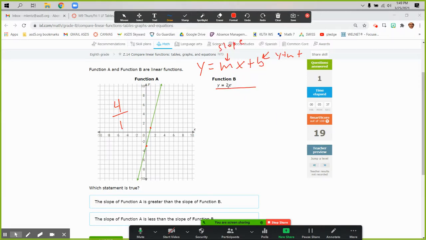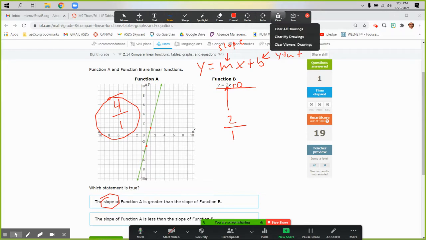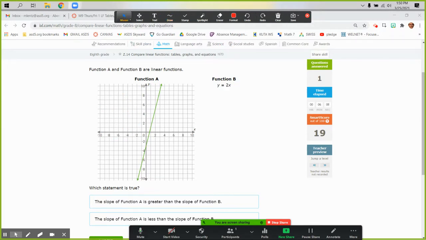So all you have to do is look at the equation. Nothing's here. Not that it's important for this question, but if there's nothing here, that means it's plus 0, just giving you a heads up. But I told you, we don't care about that because this question's asking about slope. So the slope for this one is right there. It's 2. All whole numbers are 2 over 1. That's it. So which one's greater? A or B? A is greater because it's up 4 over 1, whereas B is only up 2 over 1. So A is greater. It's the first possible answer.